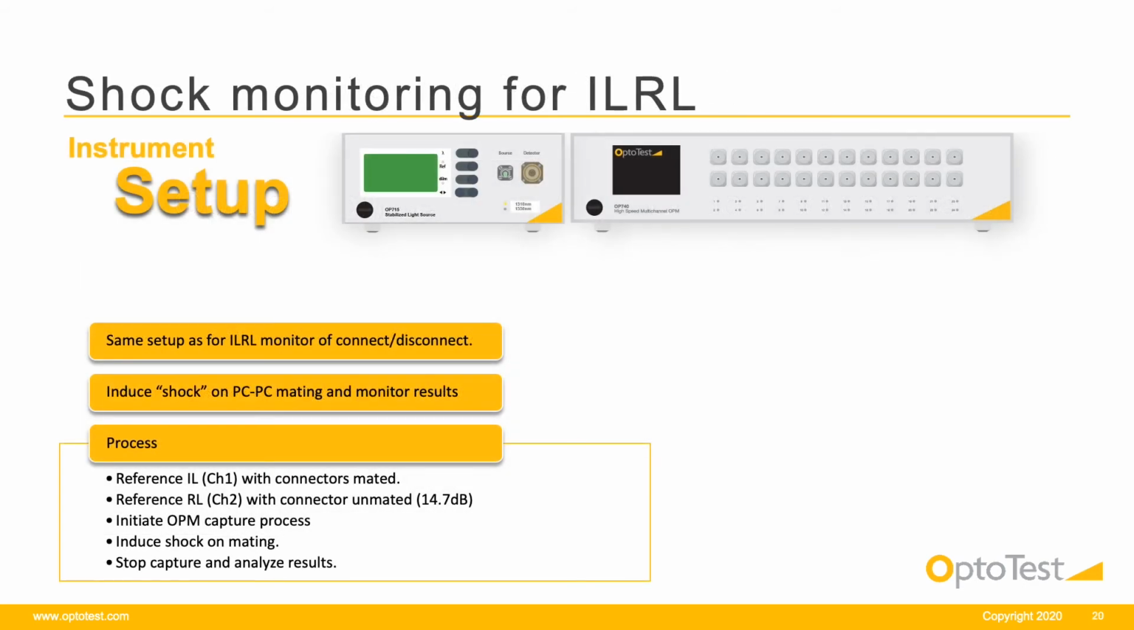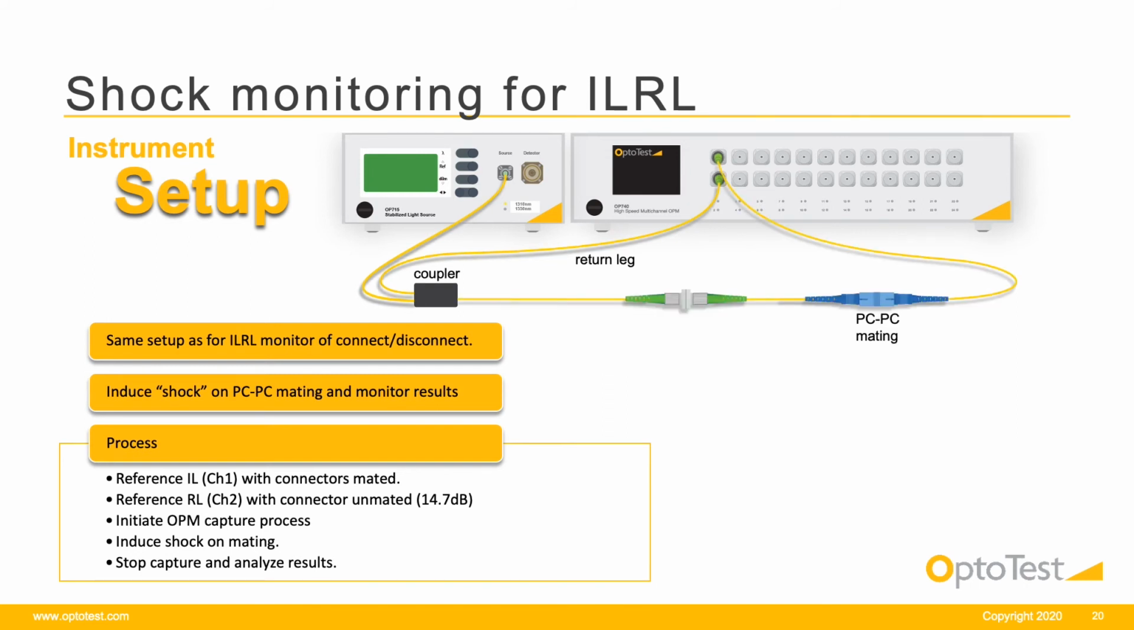To set up a shock test to monitor insertion loss and return loss of a component, one needs to route a light source into one of the two input legs of the coupler. The second input leg of the coupler is connected to a channel on the OP740. The output leg of the coupler is connected to the device under test, in this case a mated pair, and the output of the device under test is connected to a channel on the OP740.